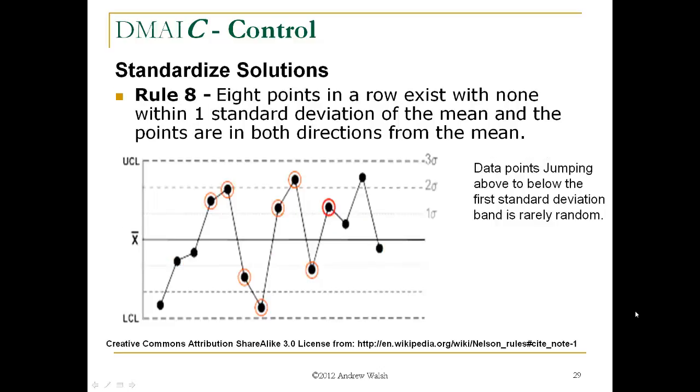And rule 8: 8 points in a row exist with none within one standard deviation of the mean, and the points are in both directions from the mean. Data points jumping above to below the first standard deviation band is rarely random. Something's going on, and this could again be, as mentioned before, going from shift to shift, or from operator to operator, with differences in procedures, and/or going from different pieces of equipment may show this type of behavior.